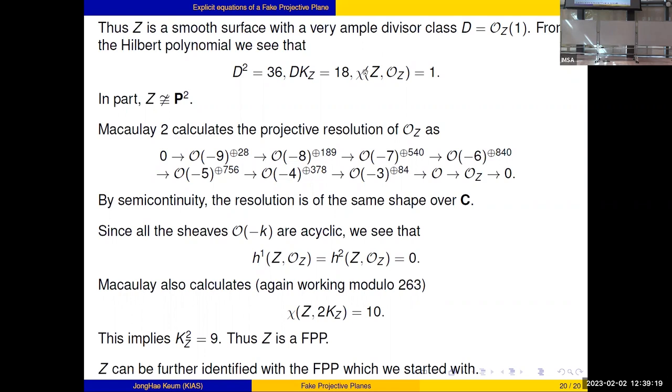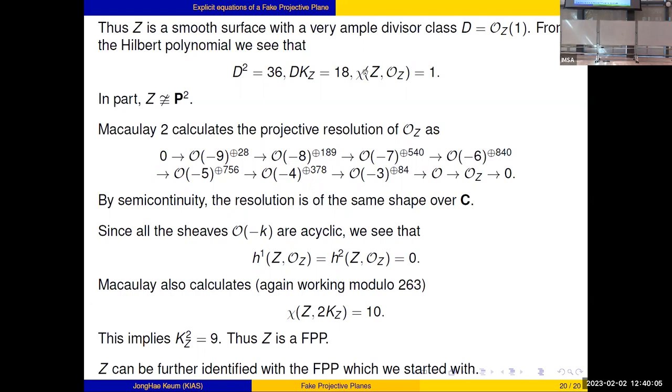So eventually, the formula is all vanished. So eventually the cohomology of O_Z is equal to the cohomology of O. So higher cohomology, I mean, bigger than zero, so H1 of O_Z and H2 of O_Z is zero. So Macaulay also calculates, again, the canonical model, and this time 2K_Z. And this implies that K squared equals 9. So that is the big thing.